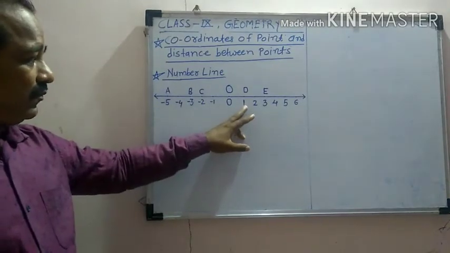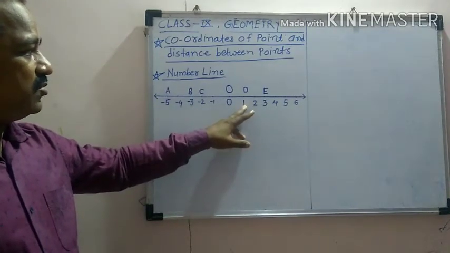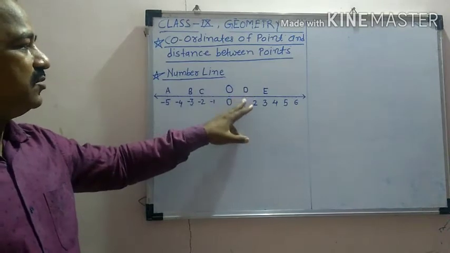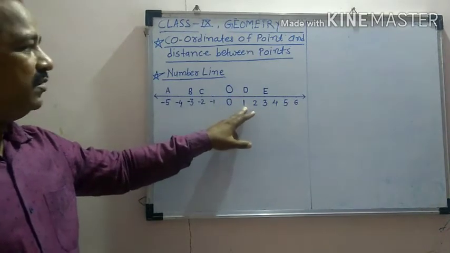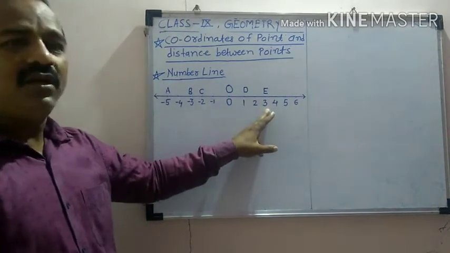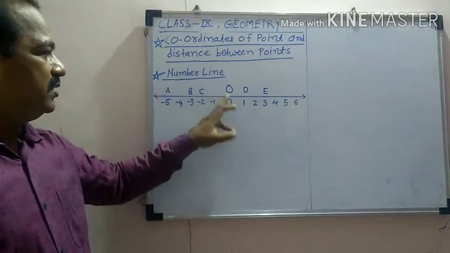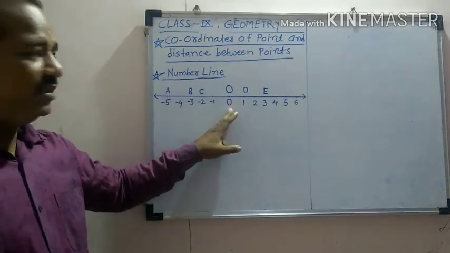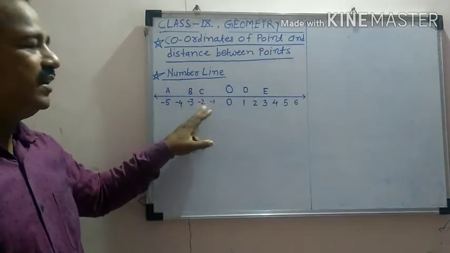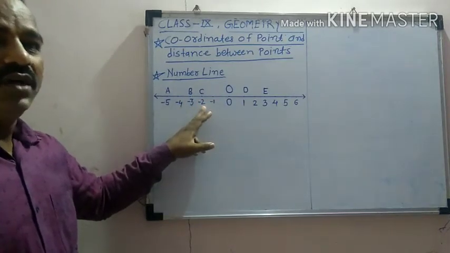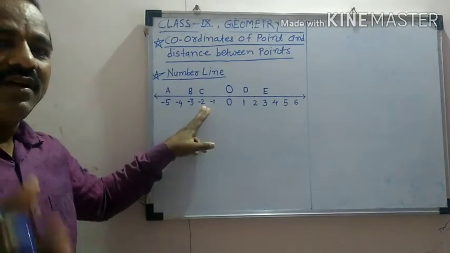If you observe or read this number line, then it is easy for you to answer the questions related to the points on this number line. Point D is associated with number 1. Point E is associated with number 3. Point O is associated with 0. Point C is associated with negative 2. Associated means related.